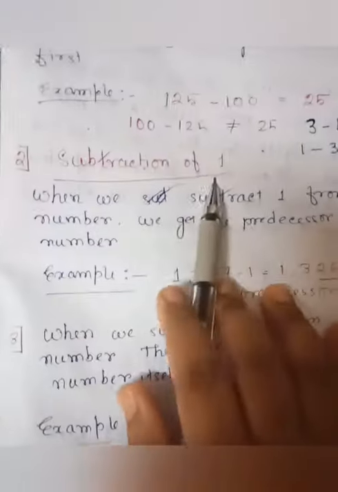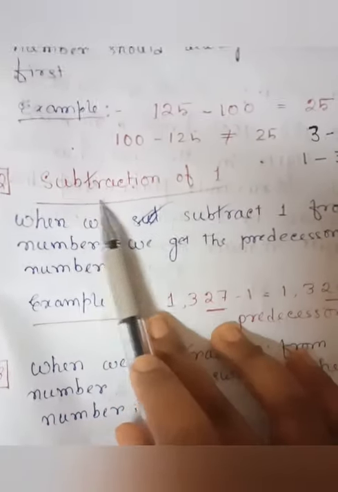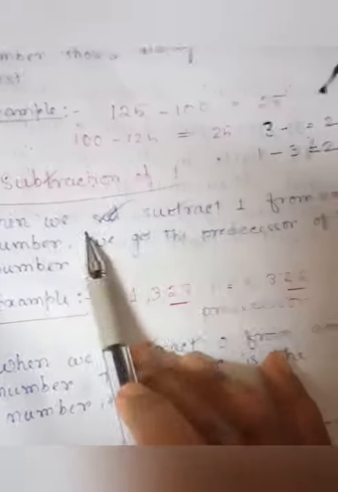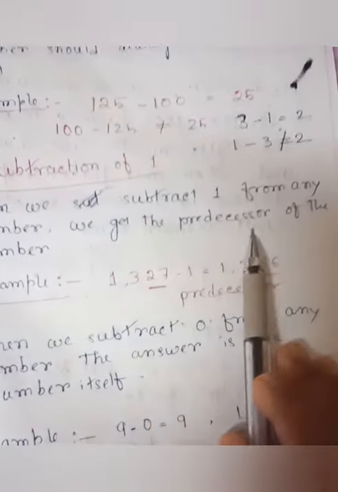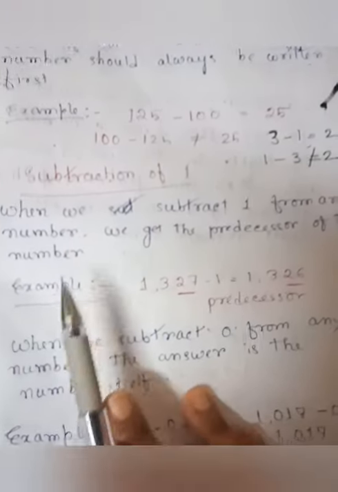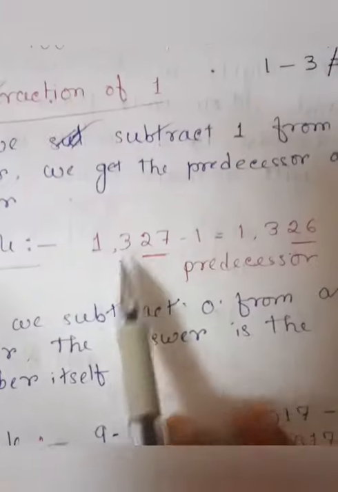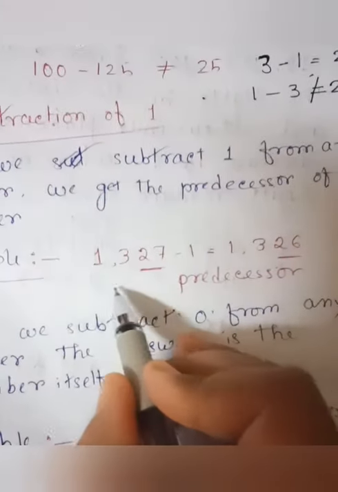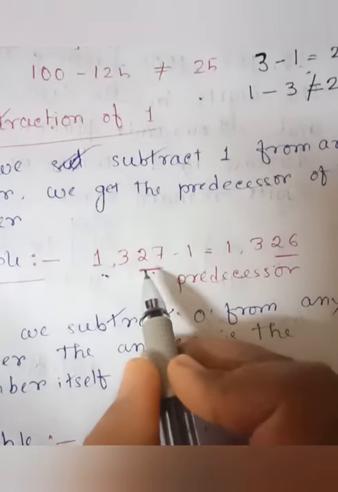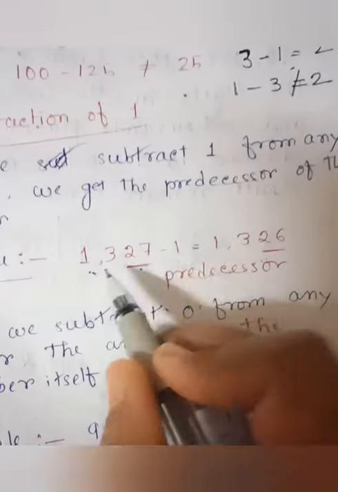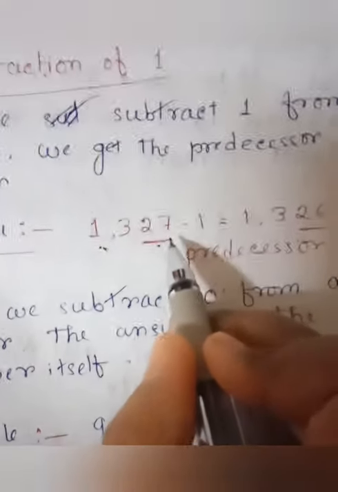The second property is subtraction of 1. When we subtract 1 from any number, we get the predecessor of the number, right? This we have done in our addition chapter. Whatever the number, any given number, suppose here I have taken 1327 minus 1. So what will be minus 1? That means from the 1's place only I have to subtract. So what is there in the 1's place?